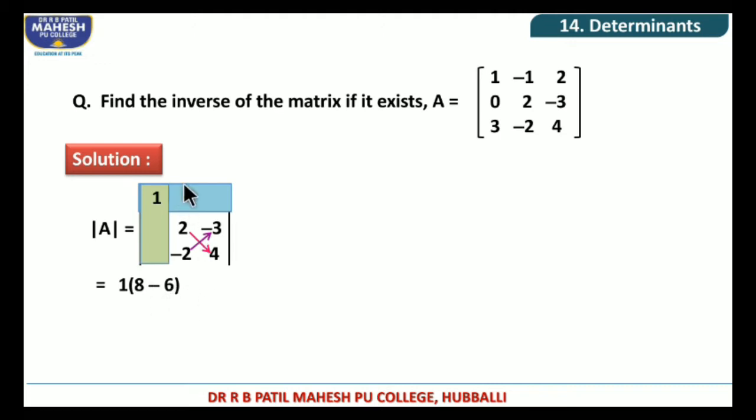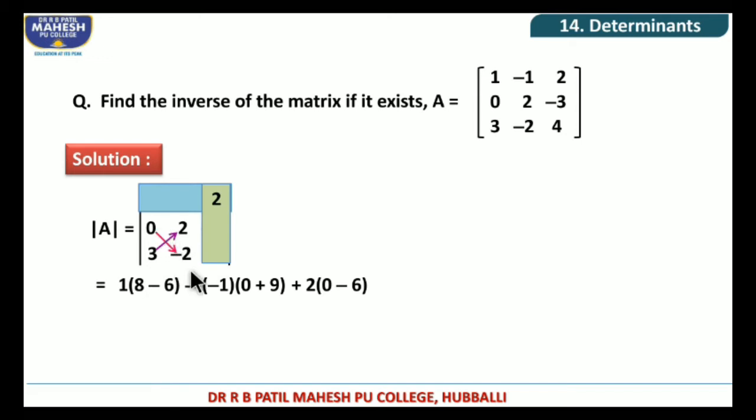So 8 minus 6. For the second element we have the sign minus, and delete the first row and second column. We have the element minus 1. Therefore minus of minus 1 into the determinant value: 0 into 4 is 0, minus of 3 into minus 3 is minus 9, so it becomes plus 9. For the third element we have the sign plus. The element is 2 into the determinant value: 0 into minus 2 is 0, minus 3 into 2 is 6.